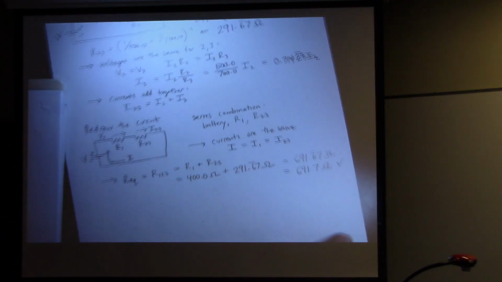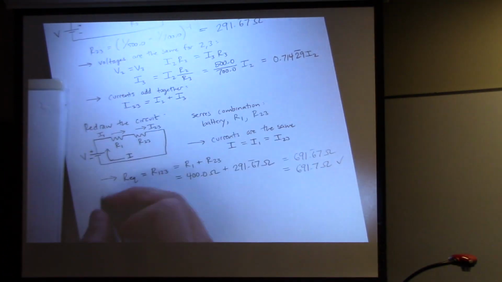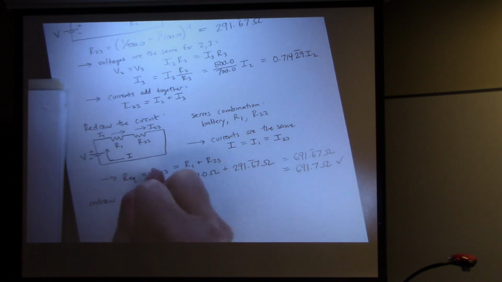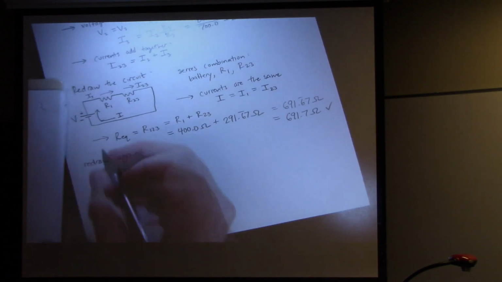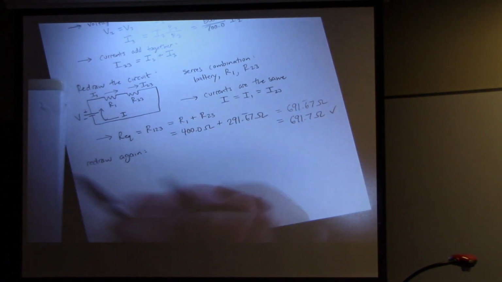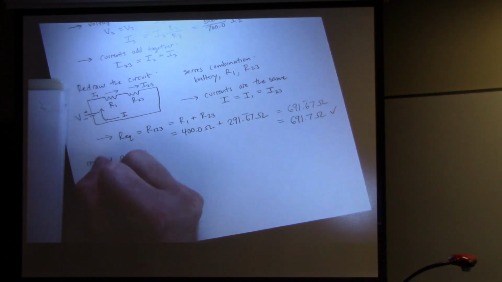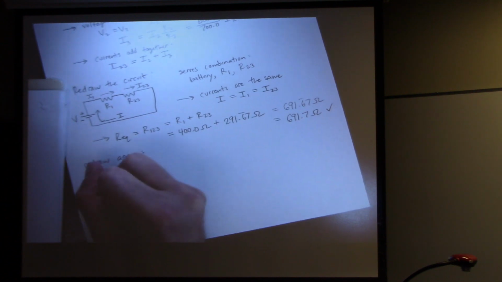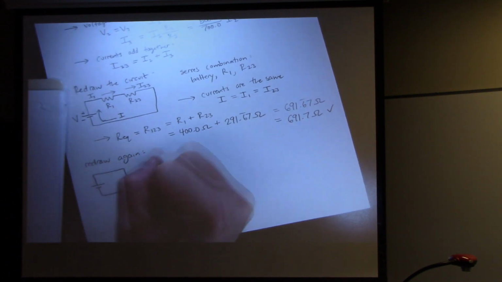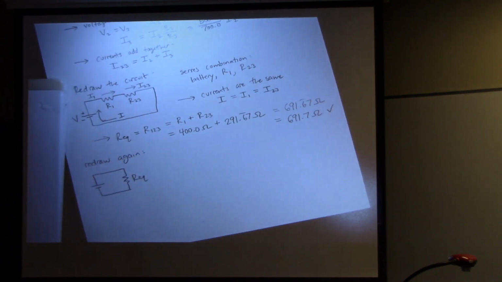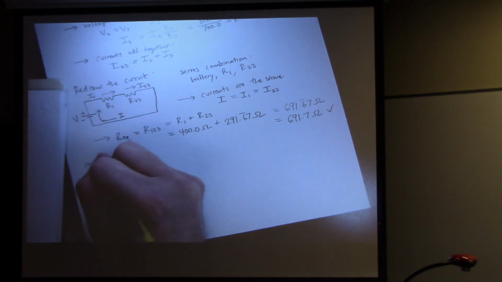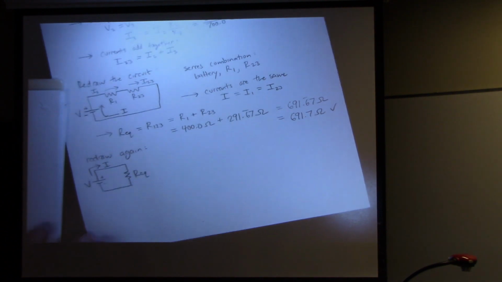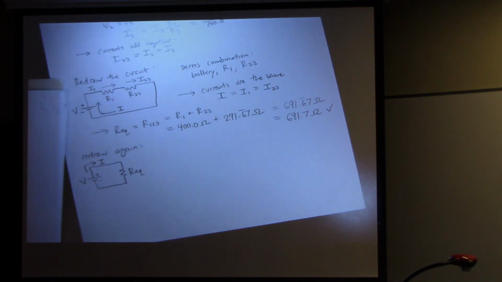So I guess we could just redraw this one more time. And now what we have, since we've combined all of the resistors into one equivalent resistance, is just a battery connected to REQ. Nothing more than that, and then some current flowing in the circuit. So, the simplest possible circuit you can have.